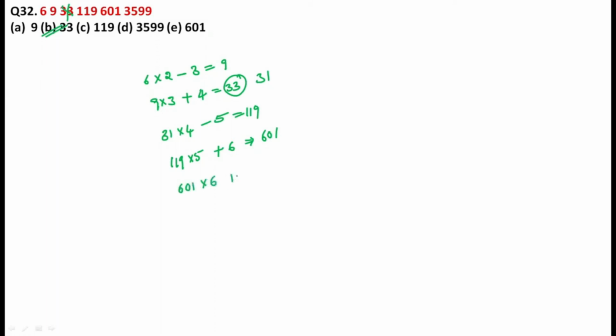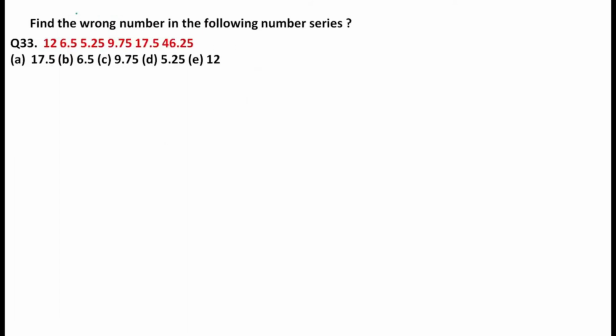So now you can subtract the value of 7. 6 minus 7 only, you can get the 5 as the units. Let's check the units place. Don't multiply the entire number. It takes time. Just identify the units place values. Next, find the wrong number in the following number series.